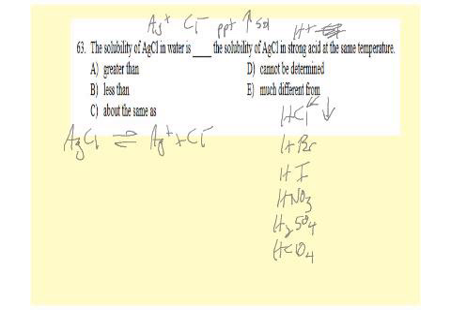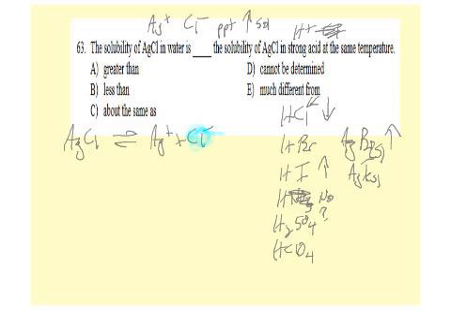So if I add, probably more color highlighting, if I add HCl, that means I'm adding Cl negative, it'll shift to the left. If I add HBr, does AgBr form a precipitate? Yes, it does. AgBr, remember, AgBr is a solid, so that means it will shift equilibrium to the right, so solubility increases. HI, solubility increases because AgI is a precipitate. HNO3, nitrate, no effect.